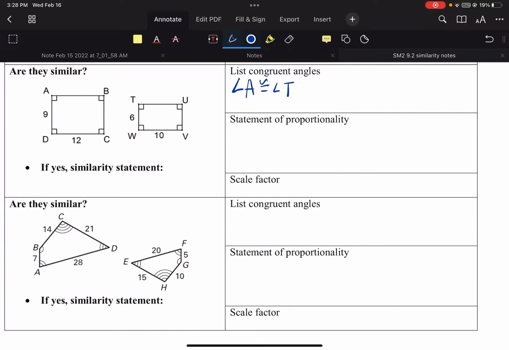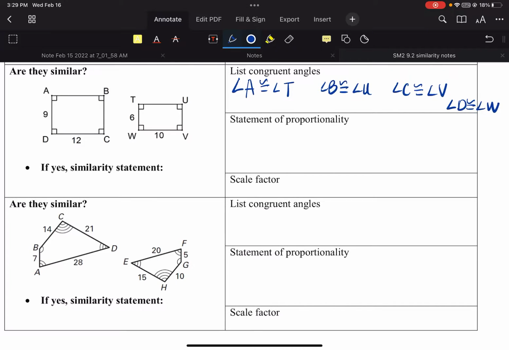Angle A is congruent to angle T. Angle B is congruent to angle U. Angle C is congruent to angle V. And angle D is congruent to angle W. Now we want to write our statement of proportionality. So now we need to prove that our corresponding sides are proportional to each other.